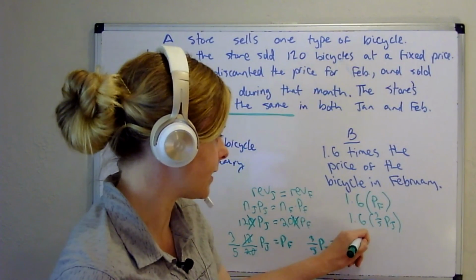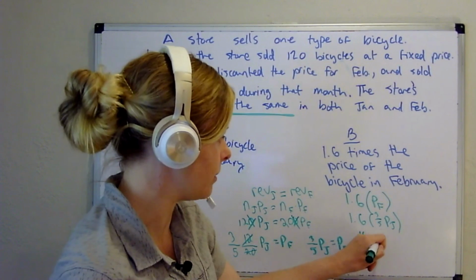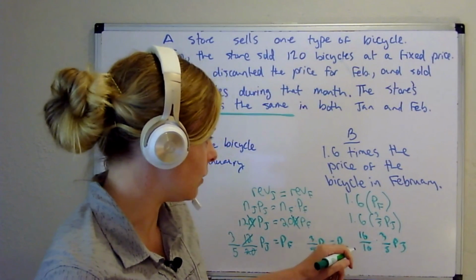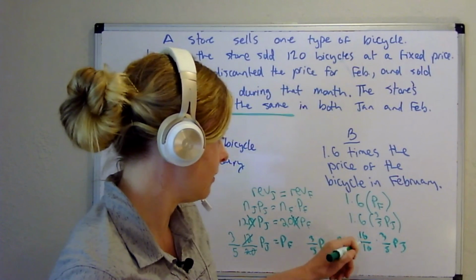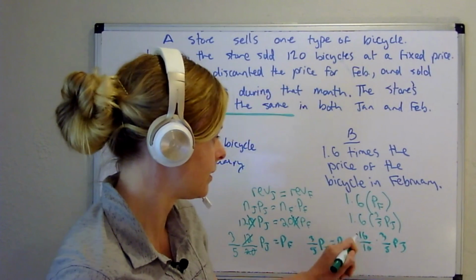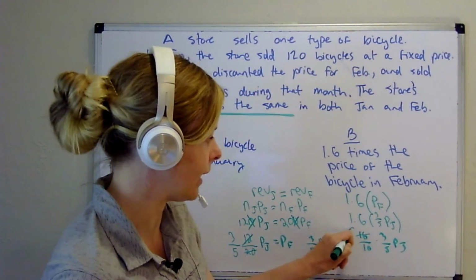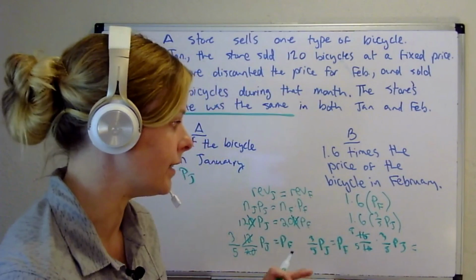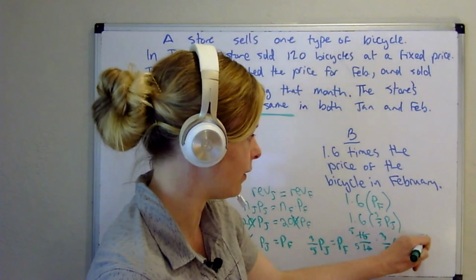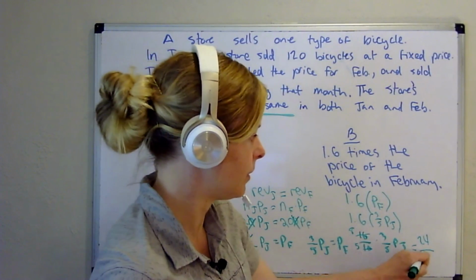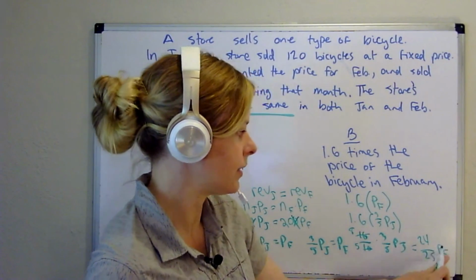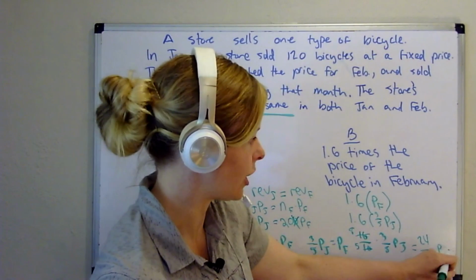1.6 you can write as 16/10, and that's going to be times 3/5 price in January. And let's simplify this while we're at it. Let's divide out a 2. So we get 8/5. And now my arithmetic is quite easy. I've got 8 times 3 on top, so 24, and 5 times 5 on bottom, 25. So I've got 24/25 times the price in January.